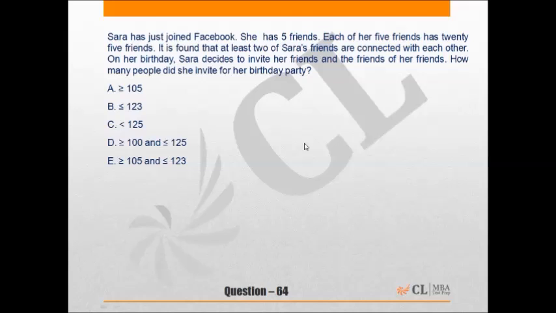Sarah has 5 friends and each of her 5 friends has 25 friends, and it is also known that at least two of her friends are connected with each other. Then we have to find the number of friends that Sarah can invite on her birthday, including her friends of friends.